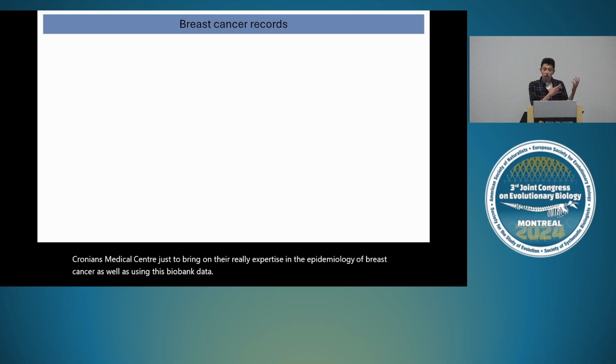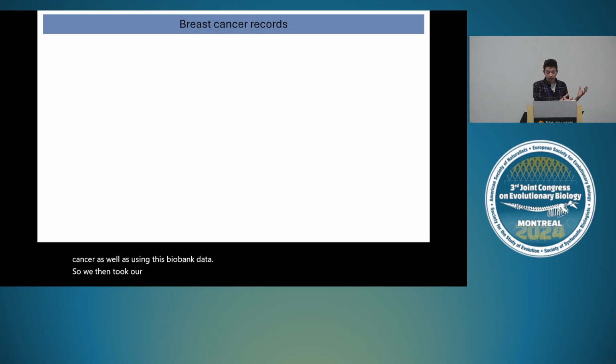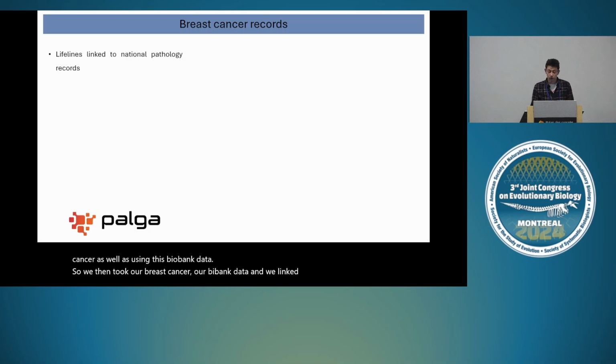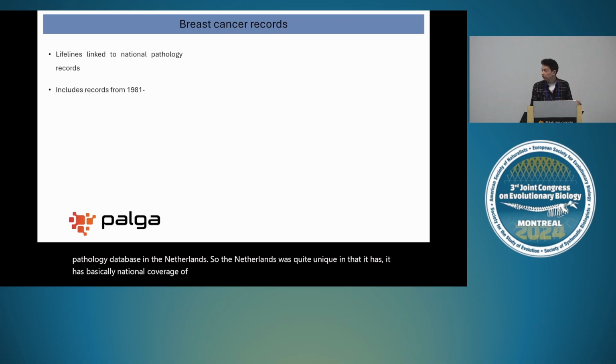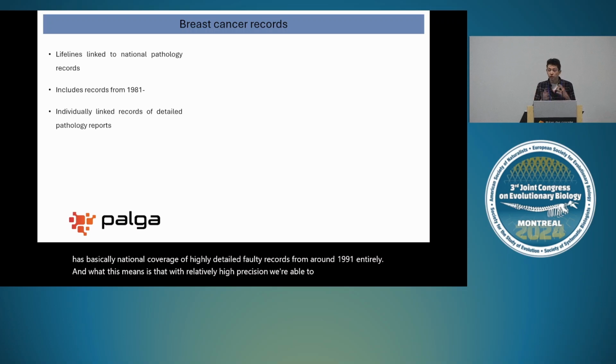So we then took our biobank data and linked it to the National Pathology database in the Netherlands. The Netherlands is quite unique in that it has had basically national coverage of highly detailed pathology records from around 1991 entirely. And what this means is that with relatively high precision, we're able to determine the onset of breast cancer for individuals within this biobank, and also information around the nature and grade of the tumours.